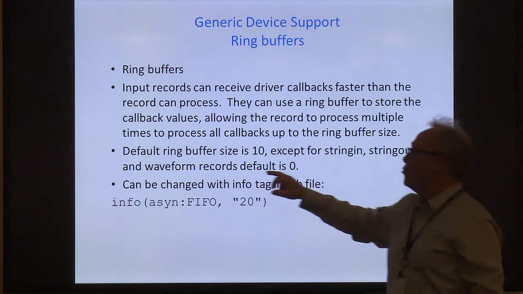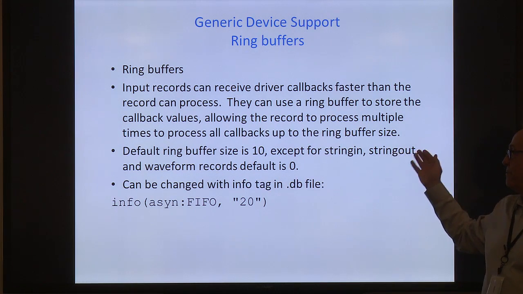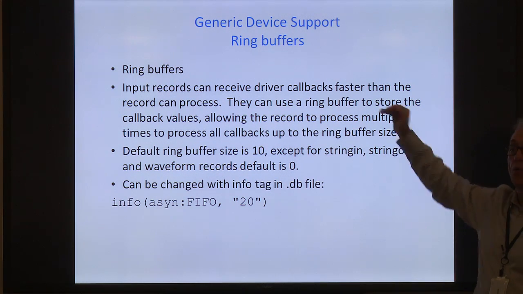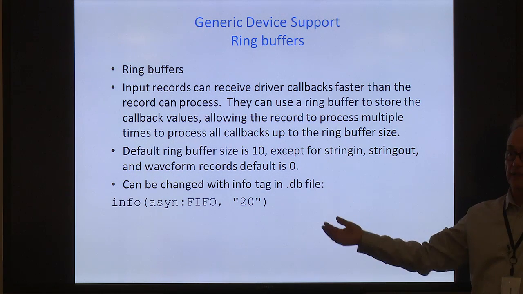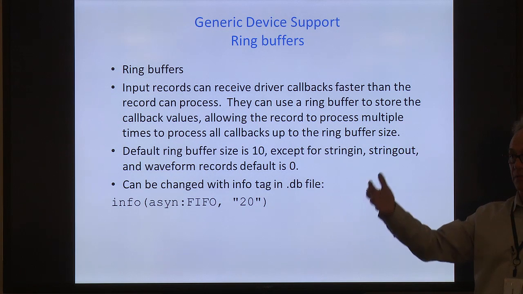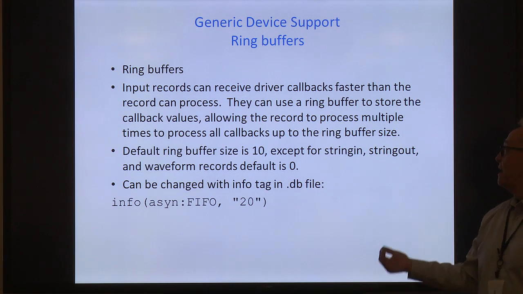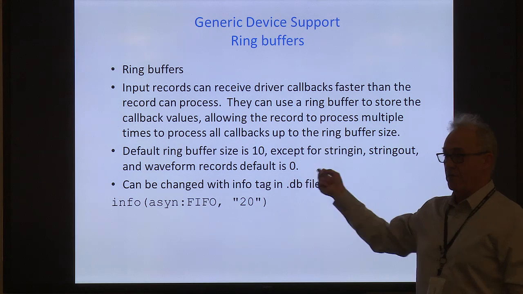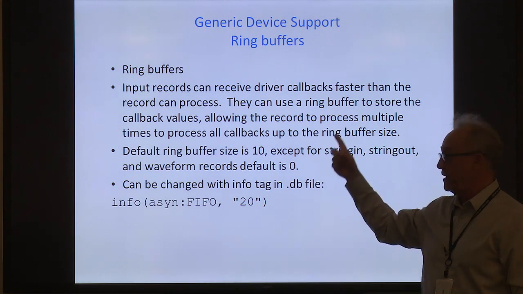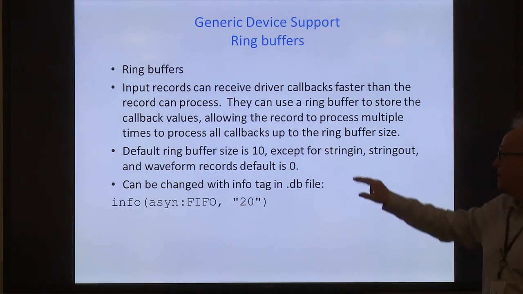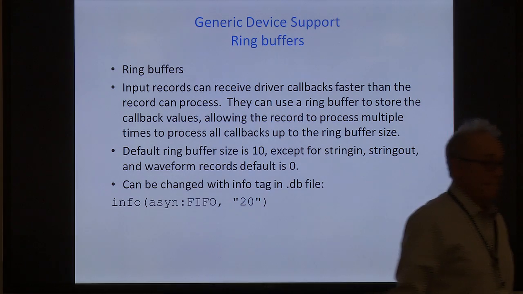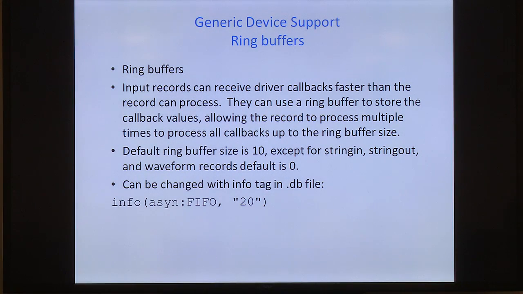Also, string in, string out, and waveform records default to not buffering, because that could be a lot of data. It could be kilobytes of data, and you'd have to have multiple values of that. So the default on those is 0, meaning they don't do any ring buffering. But if you set this field, you can tell them to do ring buffering as well, even for string out and waveform records.